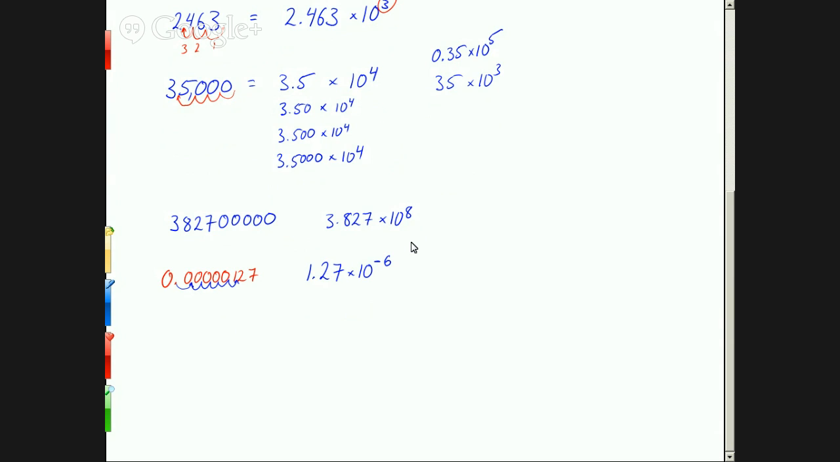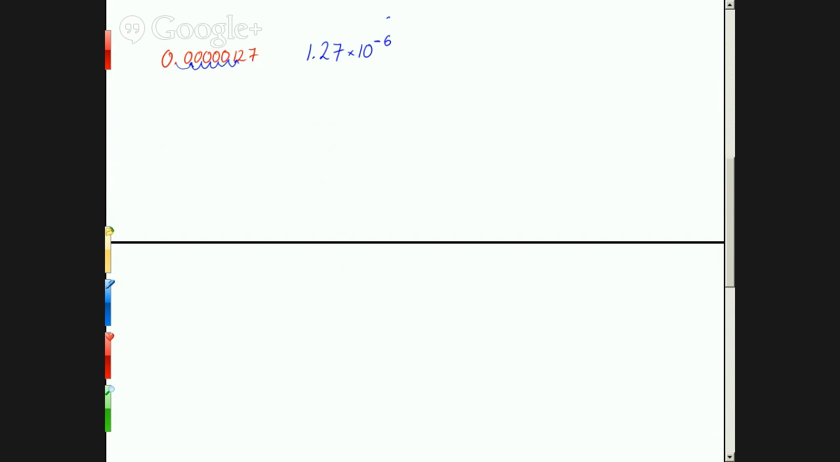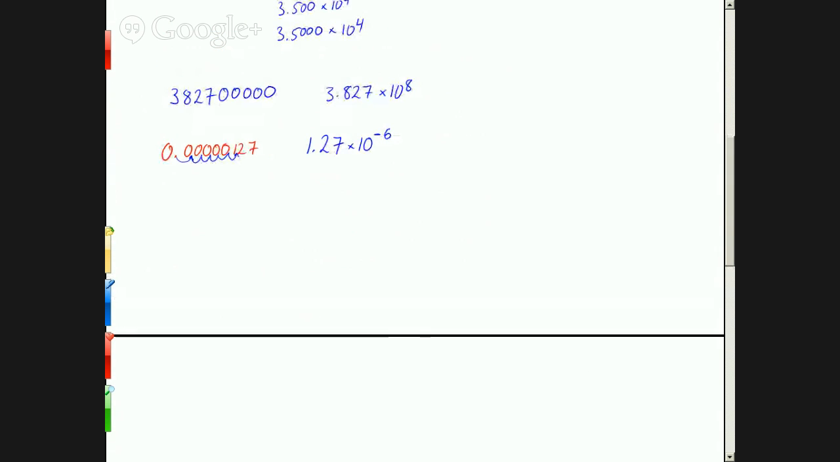All right, let's see if you can try one going the opposite direction. This time I'm going to give you a number in scientific notation, a small number, 3.27 times 10 to the negative 8. And I want you to write it out in regular decimal notation.